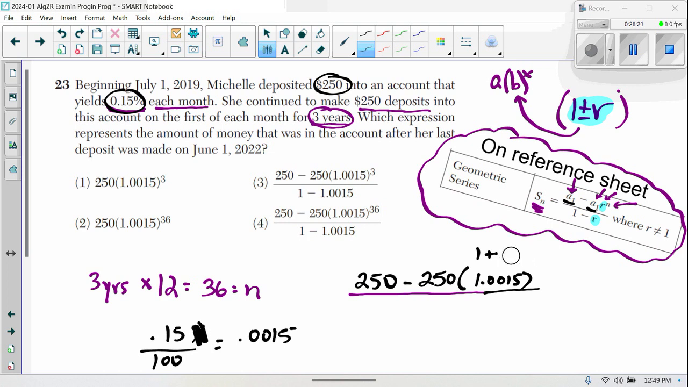Let's now put this to the r, which is 36. It's 36 months over 1 minus 1.0015. And I mean, it's right there. You just got to know to go on the reference sheet, convert your percent by dividing it by 100, and that your months, you don't put 3 there for years. This is monthly. She's depositing every month. You're adding that up. That's 36 months. One more problem.